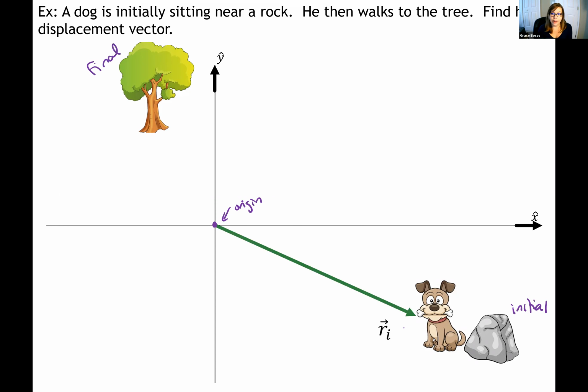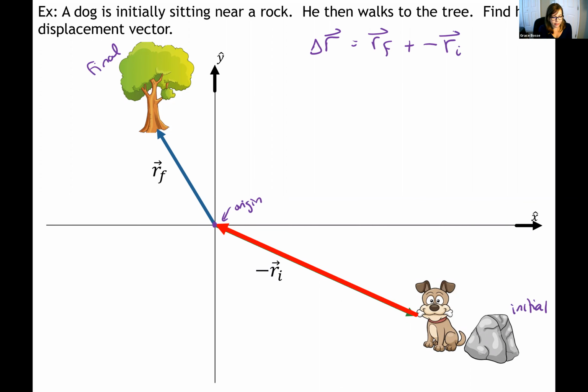So there's my RI, that describes the initial position of the dog. There's RF, that's the final position of the dog. Now that I've established those two vectors, I want to find negative RI. Negative RI is just RI flipped around. So there's negative RI. Remember that displacement is RF plus negative RI. That's why I found negative RI, because I'm adding those two things together.